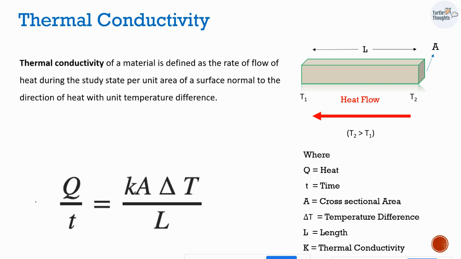Upon doing the same, I will be taking the constant as K. That constant is called thermal conductivity. Thermal conductivity of a material is defined as the rate of flow of heat during steady state per unit area of the surface normal to the direction of heat with unit temperature difference.